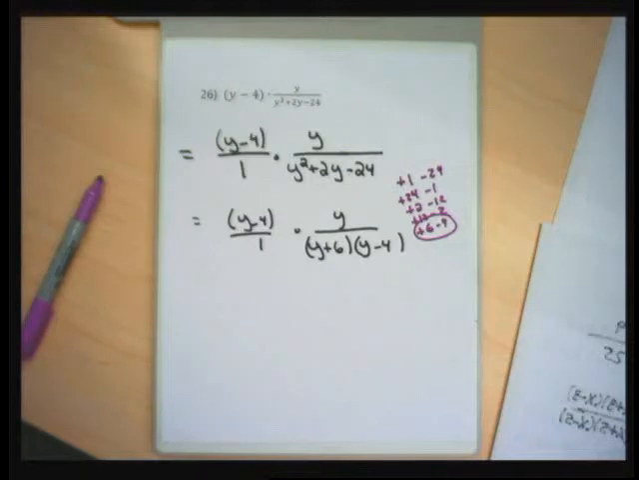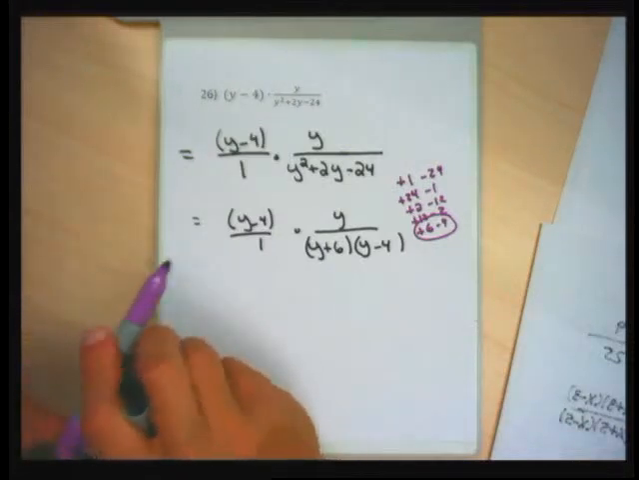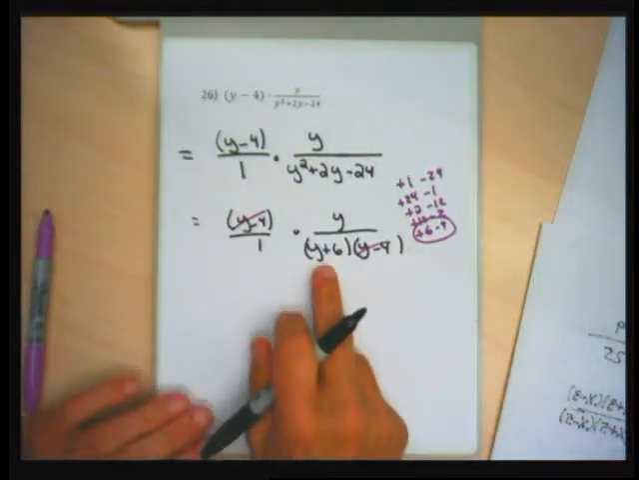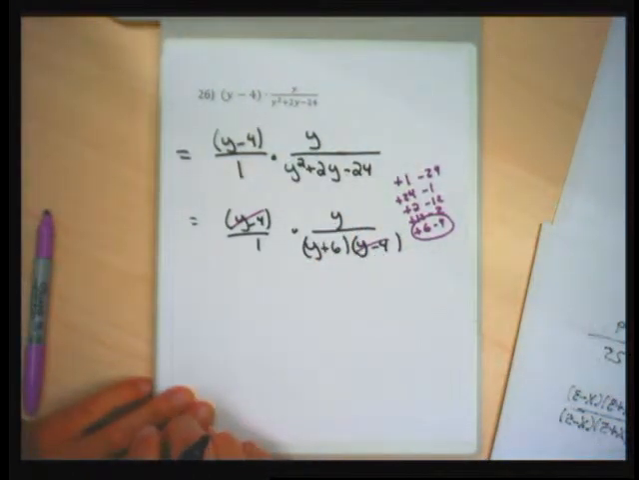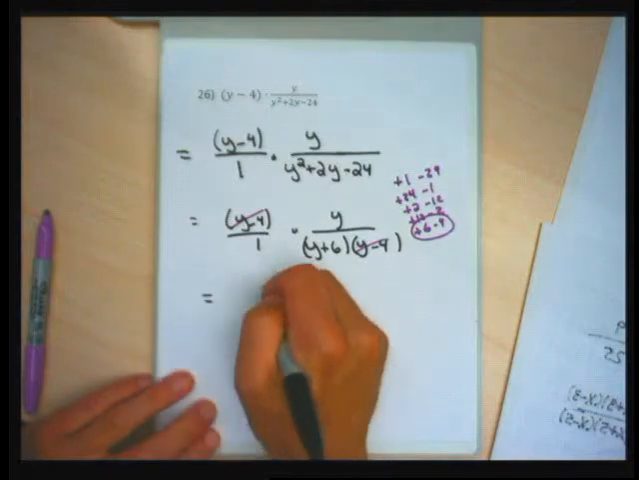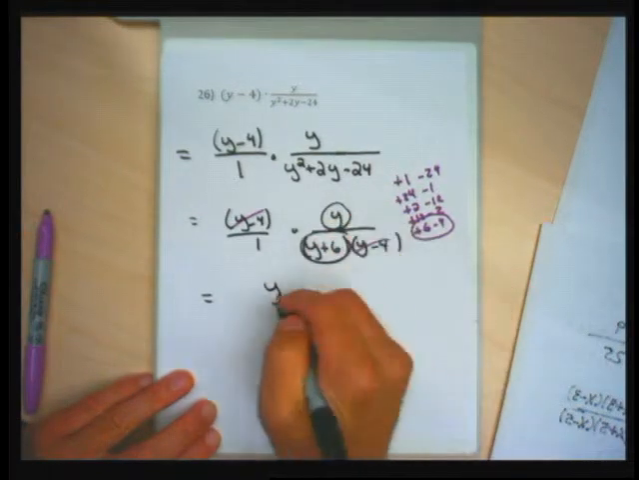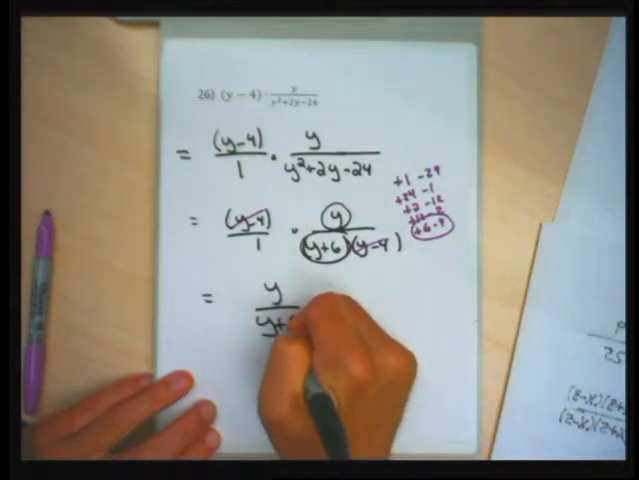I've got it factored. Now I'm going to cancel the y minus 4s. That's the only thing that's going to cancel because a y plus 6 can't cancel with a y without a plus 6. What's left in the numerator is just this single y. What's left in the denominator is really just that y plus 6. I think that's my answer.